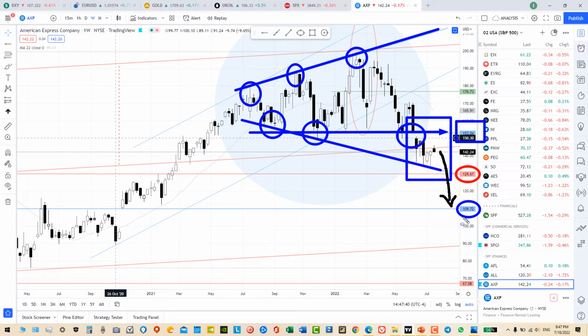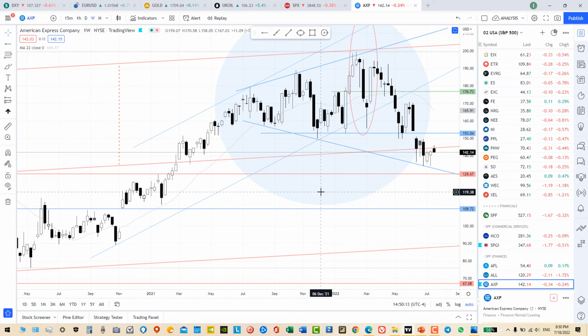And because broadening formations result in crashes when they are completed, I think American Express may even target the next monthly support around $90. This bearish outlook remains intact as long as American Express fails to return above $153. So please take care that the long-term picture on the monthly chart had many negative signs, and they are confirmed over the weekly chart by the broadening formation.